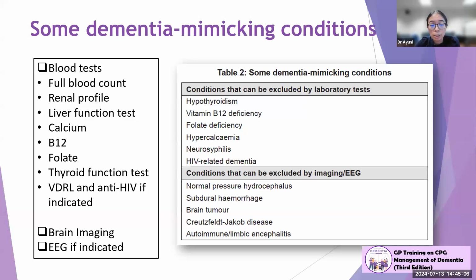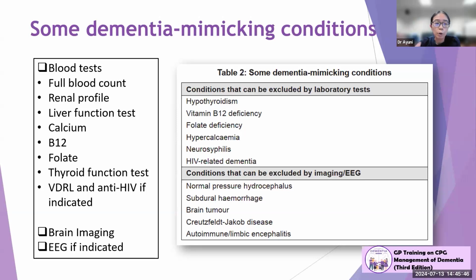Okay, and then conditions that can be excluded by imaging and EEG: normal pressure hydrocephalus, subdural hemorrhage, brain tumor, CJD, autoimmune and limbic encephalitis. CJD and autoimmune limbic encephalitis are the rapidly deteriorating cognitive declines. Usually from independent to dependent takes about 3 to 6 months; it deteriorates rapidly. You need to refer to neurologists for the MRI, LP, and EEG, and then we treat differently. It's another condition. It's not a dementia.